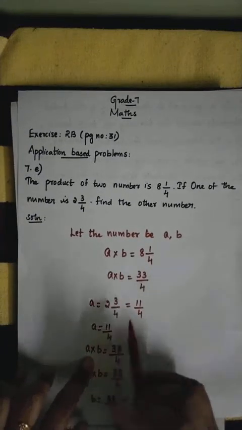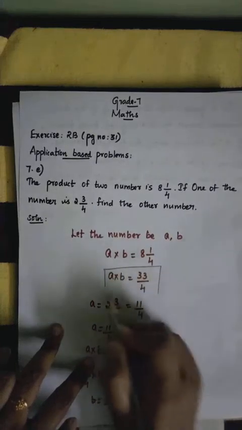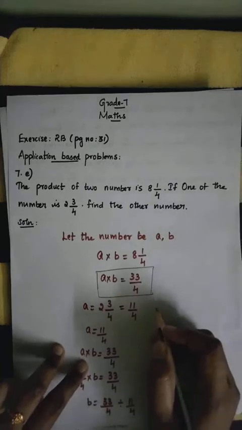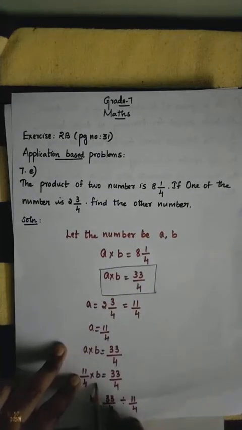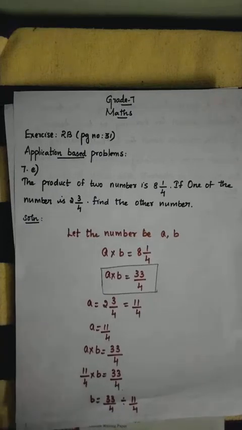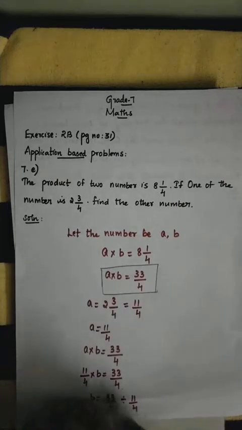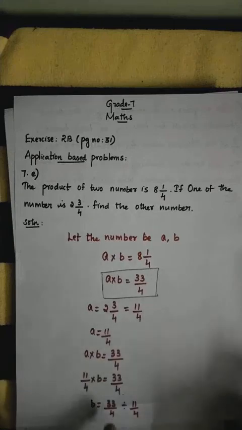So we know A into B is 33/4. Substitute in this equation. So the value for A is 11/4. 11/4 into B is 33/4. So keep B on the left side and take 11/4 to the right side. So 33/4. This multiplication, when you are taking it to the right side, will change into division. 33/4 divided by 11/4.